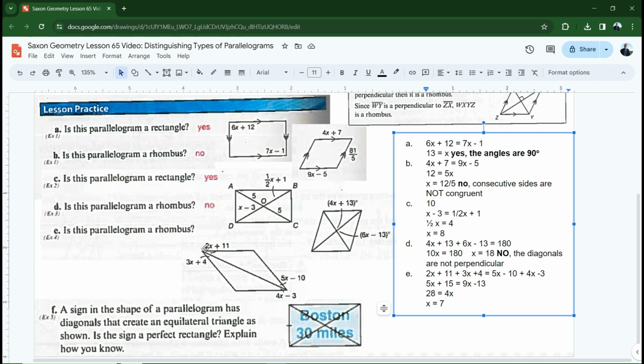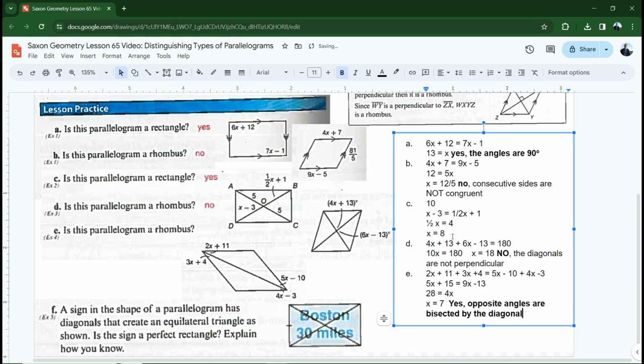Now let's see if these angles are congruent. 2 times 7 is 14, plus 11 is a 25-degree angle there. 3 times 7 is 21, plus 4 is a 25-degree angle there. These would have to be the same. 5 times 7 is 35, minus 10, 25 degrees, and then 28 minus 3, 25 degrees. The answer is yes. Opposite angles are bisected by the diagonal.